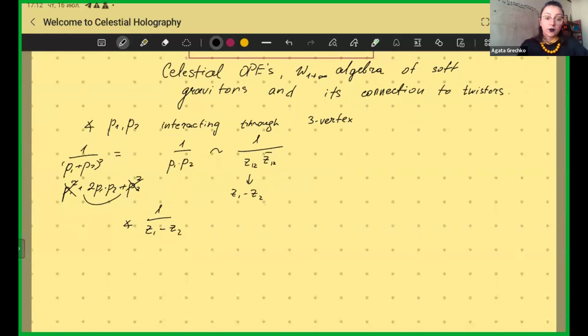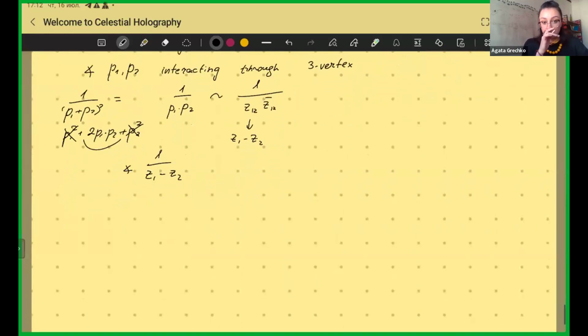Okay. So when we consider these singularities, we can write that schematically our celestial OPE of two fields, well, it will be two gravitons. Schematically, what we should obtain is something like two operators: operator 1 at point 1, operator 2 at point 2.